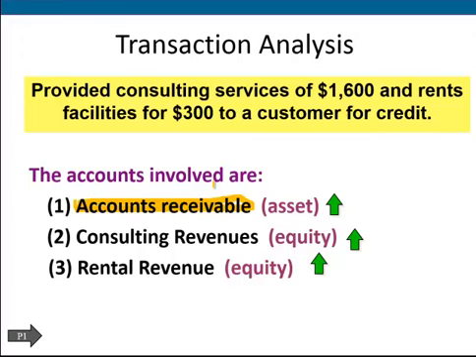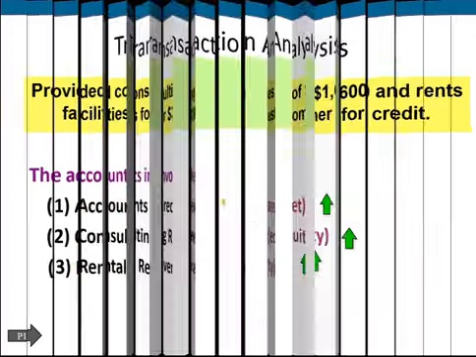So the customers will owe the company $1,900, which is an asset. The asset will go up. Revenue, because the actual service was provided, the equity will go up. And then rental revenue will go up. So you can see there's two different ways we broke it out. We want to separate the types of revenue so we know exactly what kind of service was provided. So consulting was done, rental revenue was earned, and then the customer will pay later, so accounts receivable.